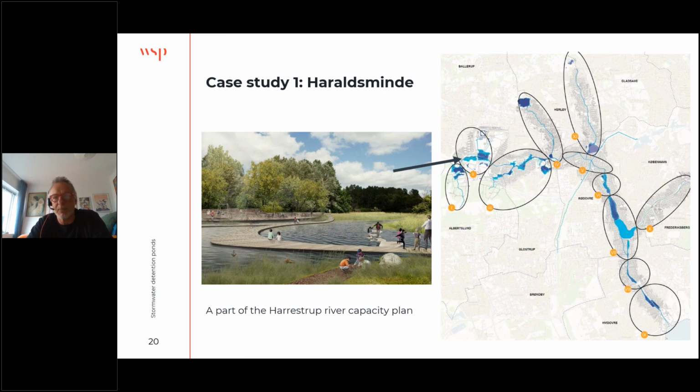So we have established this pond as the first project of the Haraldsminde capacity plan, and the entire budget for this is about 300 million euros for the entire capacity plan. And the pond we made out here was at a price of about €1 million.